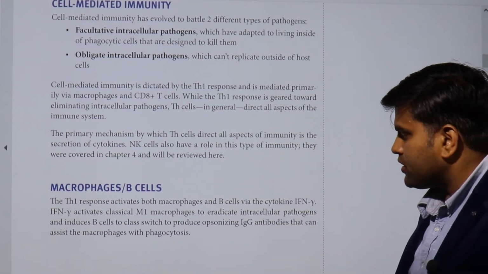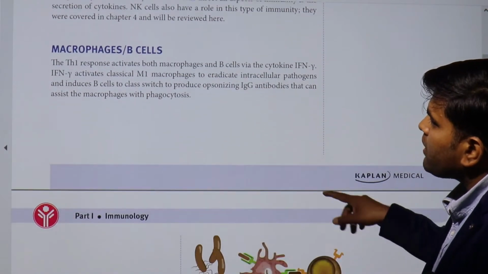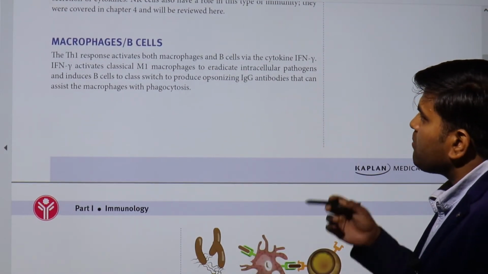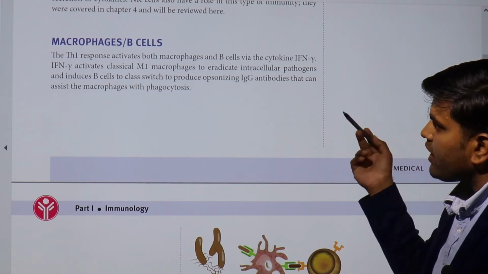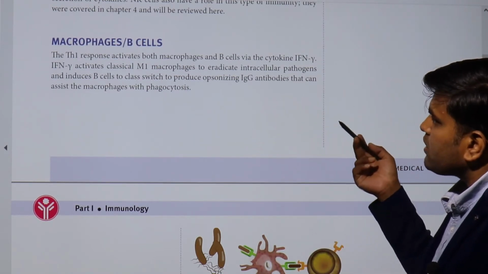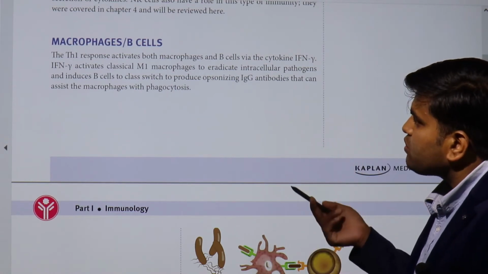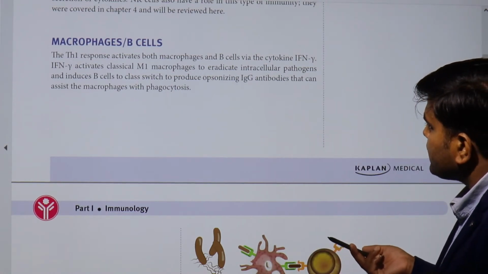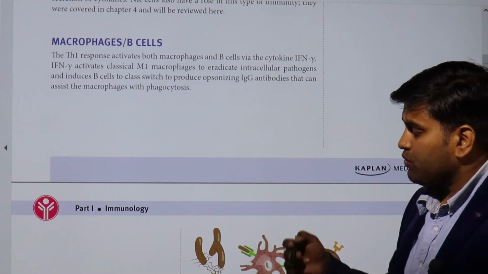They were covered initially. The macrophages, we know, in the Th1 response activate macrophages and B cells via the cytokine interferon gamma. It activates the classical M1 macrophage to eradicate intracellular pathogens and induces B cells to class switch to produce opsonizing immunoglobulin G antibody that can assist the macrophage with phagocytosis.